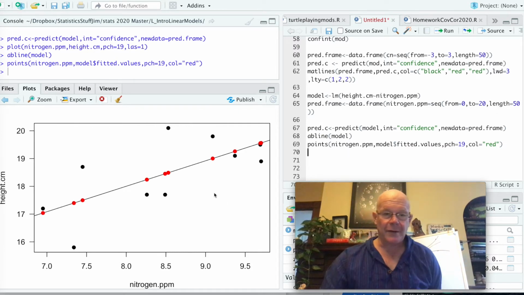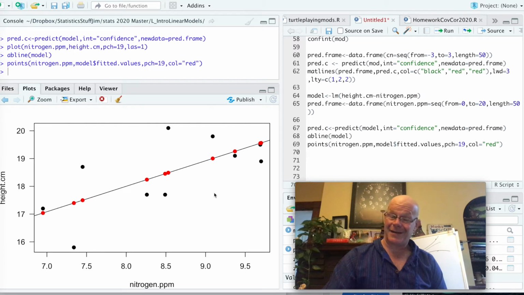Again, we've already looked at some of these. This is the residual. This is what our expected value is. This is our observed value. That's the residual. These are our expected values.